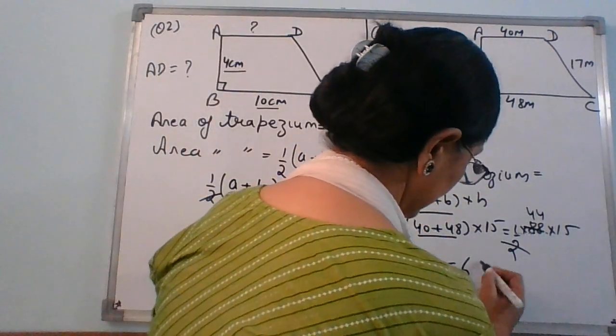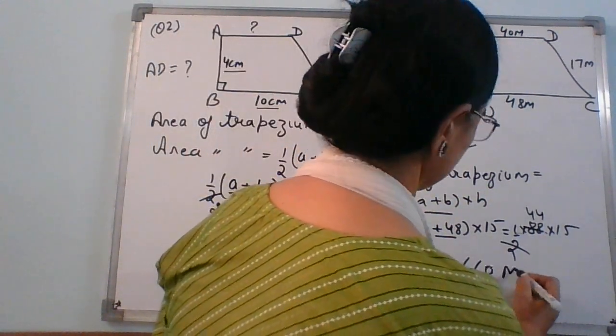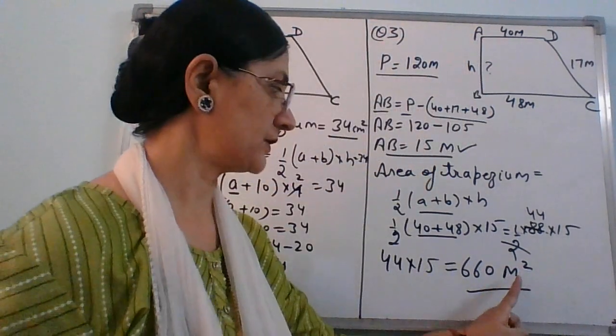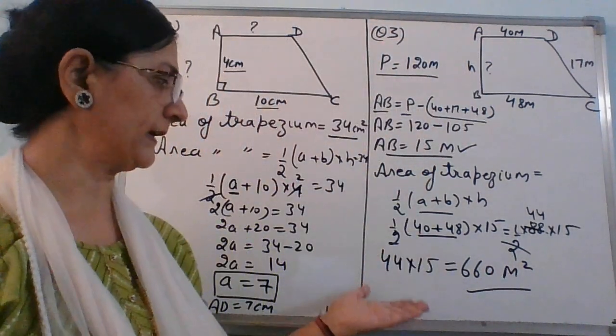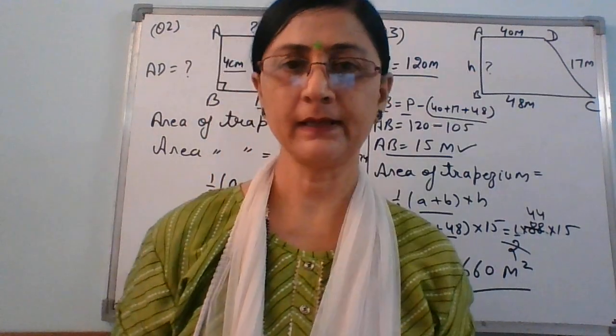Then it comes out to be 660 meter square. This was the area. So you are supposed to put meter square. So you can do the calculations. 44 and 15 easy to multiply, right?